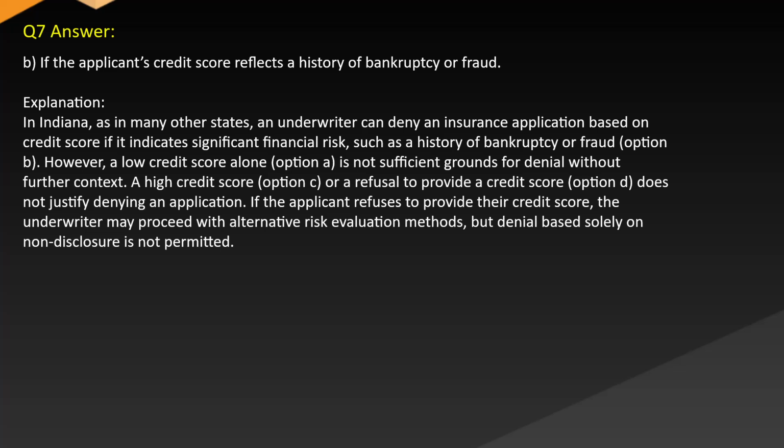Explanation: in Indiana, as in many other states, an underwriter can deny an insurance application based on credit score if it indicates significant financial risk, such as history of bankruptcy or fraud, option B. However, low credit score alone, option A, is not sufficient grounds for denial without further context. High credit score, option C. Refusal to provide credit score, option D, does not justify denying an application. If the applicant refuses to provide their credit score, the underwriter may proceed with alternative risk evaluation methods, but denial based solely on non-disclosure is not permitted.